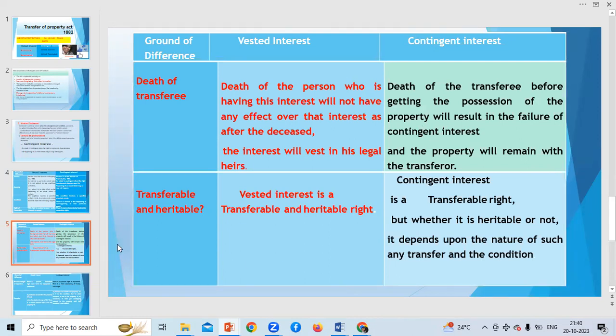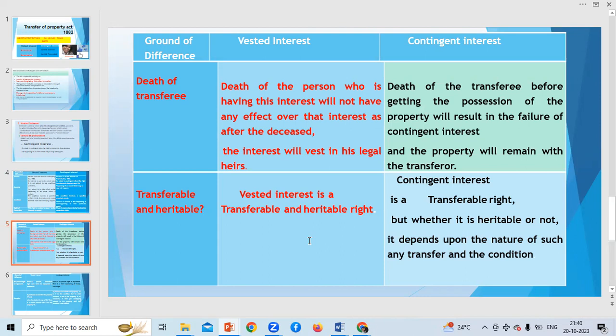Vested interest is a transferable and heritable right. Vested interest is transferable and heritable. And for the case of contingent interest, it is a transferable right, but whether it is heritable or not depends upon the nature of such transfer and the condition.